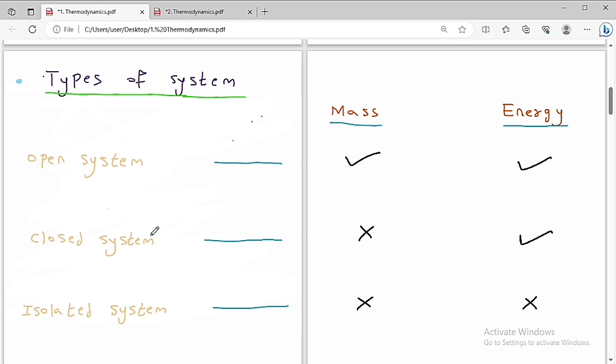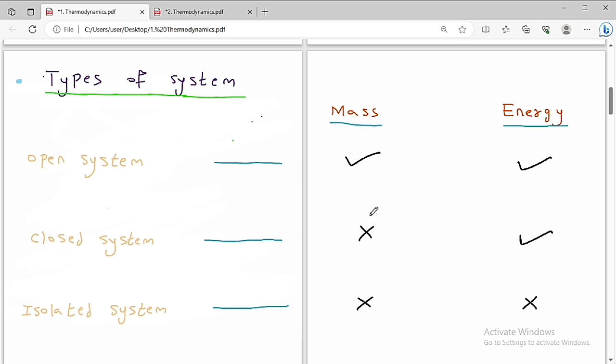In the case of closed system, only energy is going to transfer the boundary but not the mass. In the case of isolated system, both the mass and energy are not going to transfer the boundary. We can also call it as neither the mass nor the energy transfer the boundary. So this is the thing you need to always keep in your mind. So T means transfer, plus means not transfer. Okay, this is a very, very important thing. Always you have to keep in your mind.